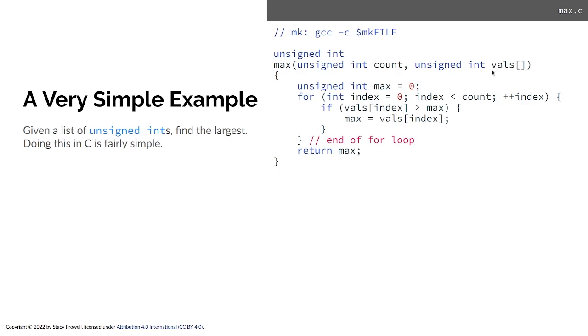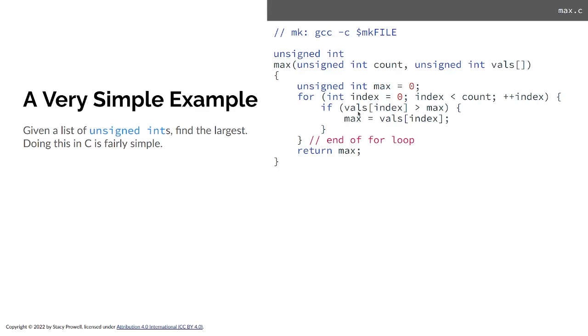So I'm given an array of values and a count, the number of things that are in that array. And I set my maximum to 0. They're all unsigned, so the lowest they could ever be is 0. And then my index runs from 0 up to, but not including, count. And each time I increment the index.